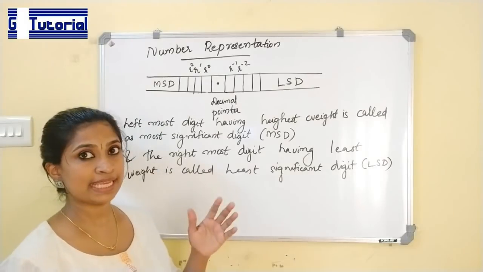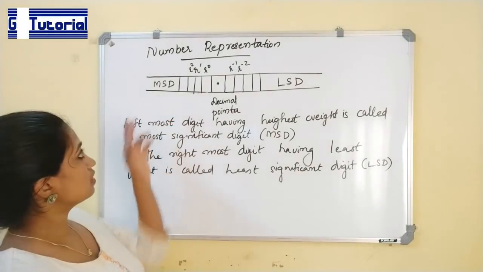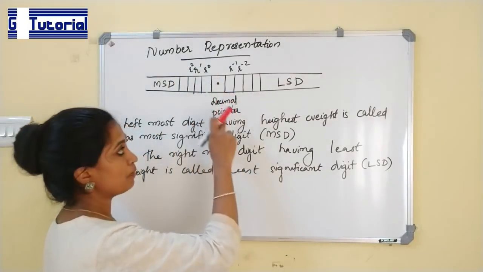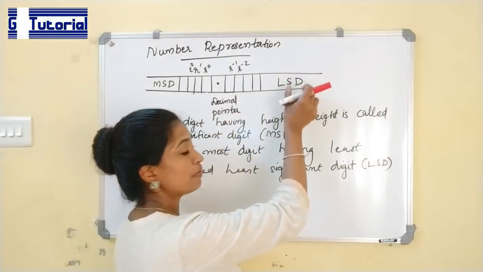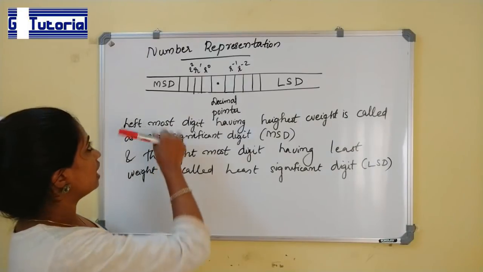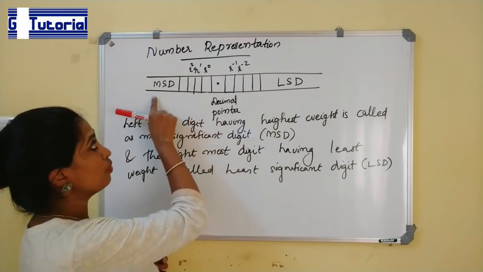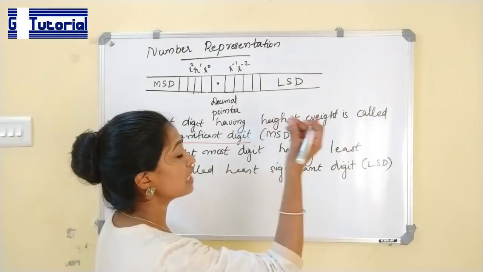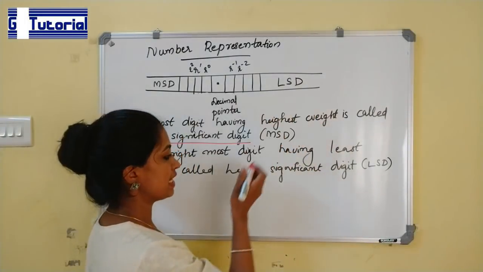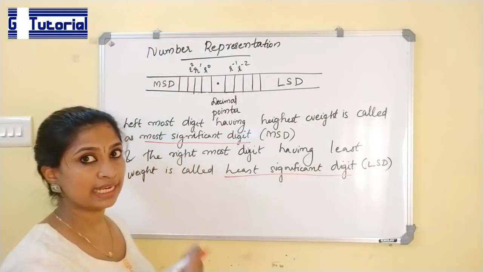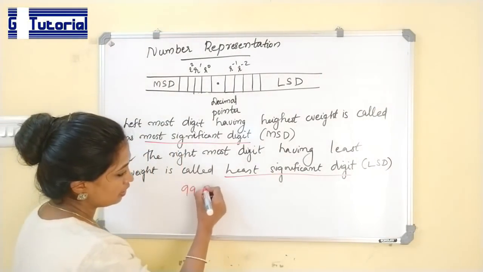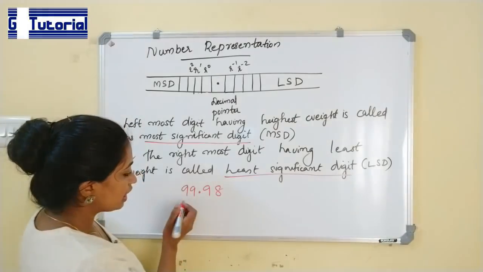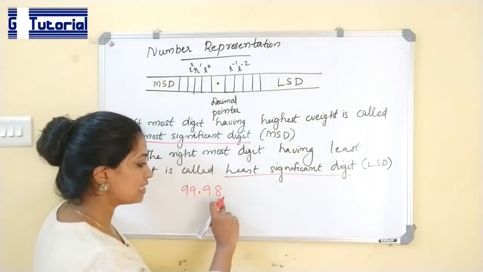Next, we can see the number representation. In any number system, numbers can be represented as follows. This is the most significant digit. It is followed by some numbers, then decimal point, then some numbers, and the last one will be the least significant digit. The leftmost digit that is having the highest weight is called most significant digit. And the rightmost digit which is having the least weightage is called least significant digit. We can see an example. 99.98. This is the decimal point. Here 9 is the most significant digit and 8 is the least significant digit.